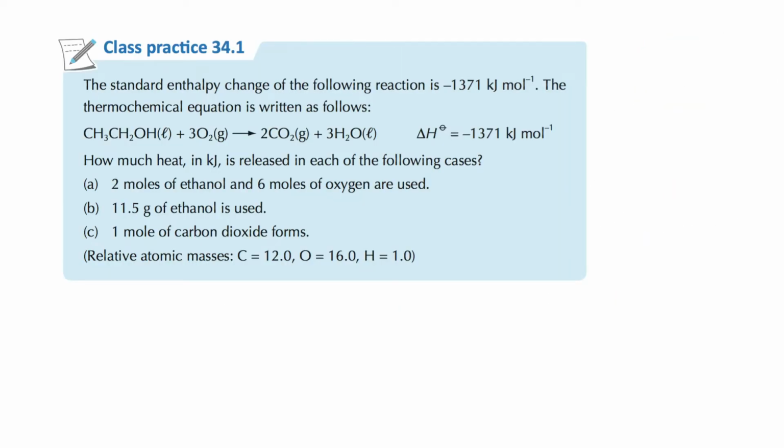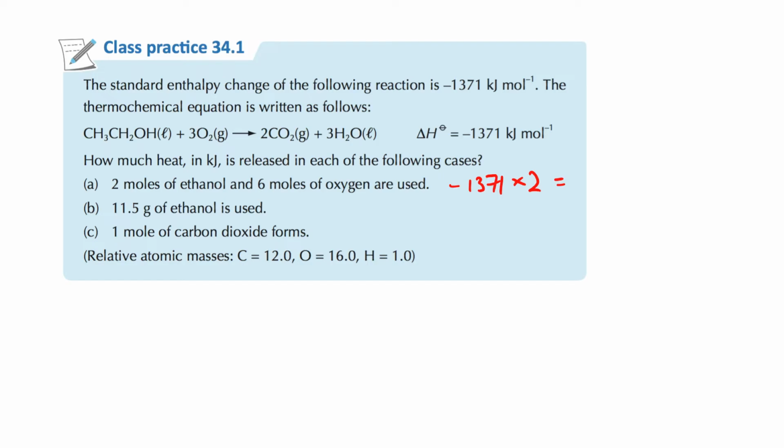So, quick practice. The standard enthalpy change of the following reaction is negative 1371. That will be the thermochemical equation. How much heat in kilojoule will be released in each of the following cases? 2 moles of ethanol, so that means this one has to be 2. 6 mole of O2, that means this one has to be times 2. That means this equation runs 1 time, 2 times. So basically, you just need to do negative 1371 times 2.